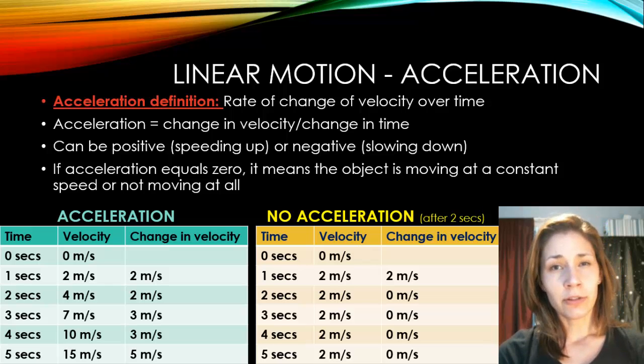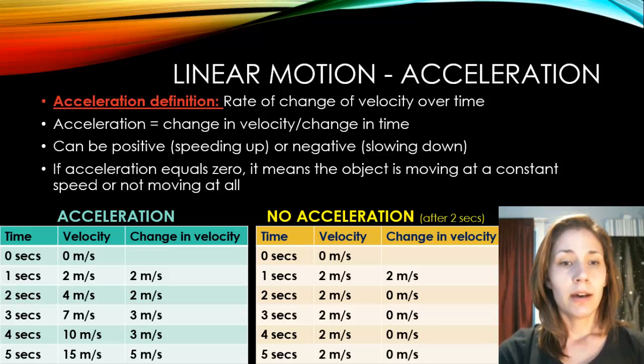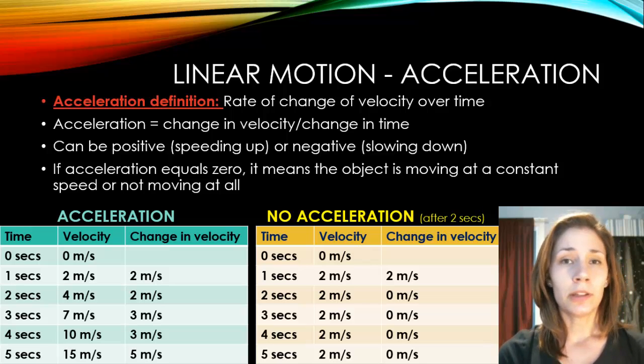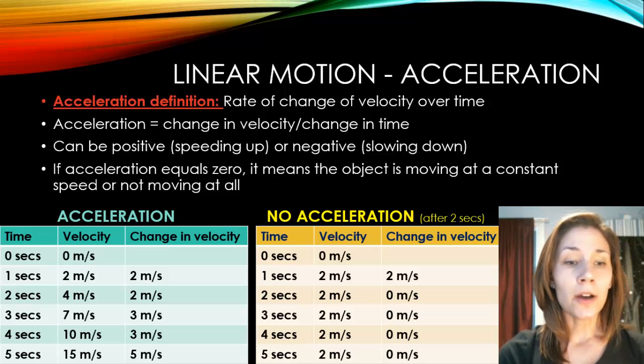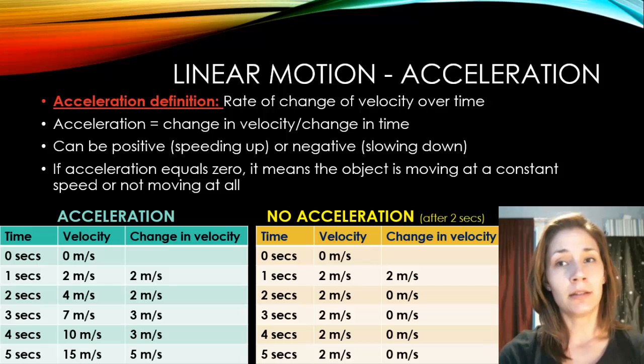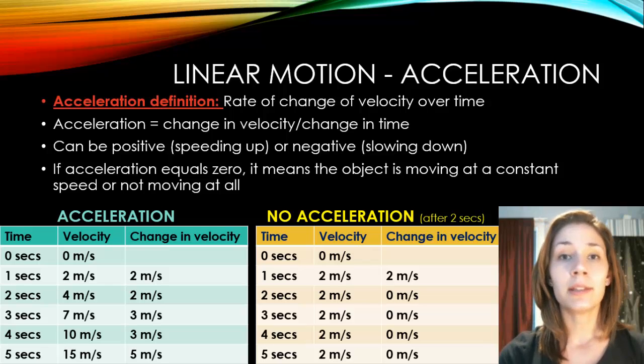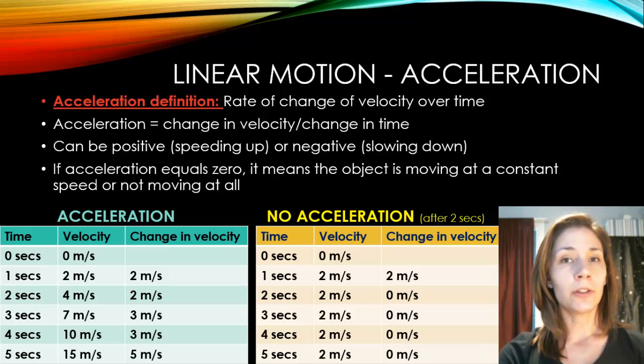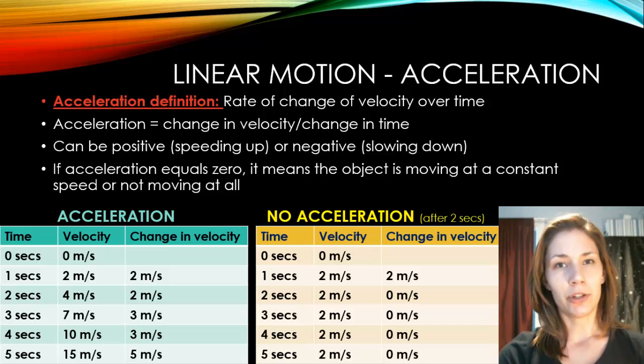Acceleration, on the other hand, in the left-hand column in green, means that your velocity actually changes. So if we look at 1 second, the person's velocity might be 2 meters a second. At 3 seconds, it could be 3 meters a second. At 5 seconds, it could be 5 meters a second. So that velocity is actually changing, it's increasing, and that means acceleration. If the change in velocity was getting smaller, that would mean deceleration.